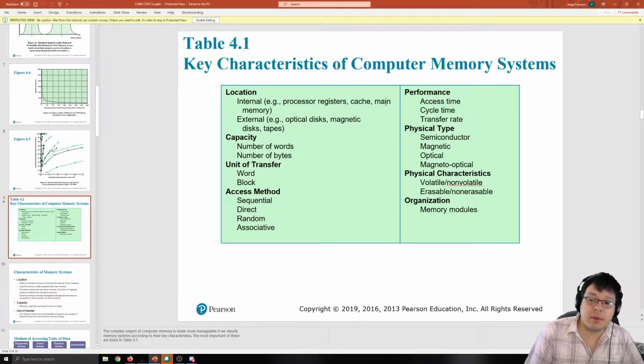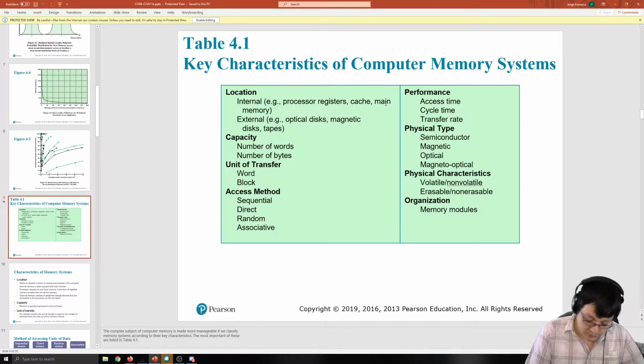The other thing that we can look at to characterize what kind of memory we're dealing with is the capacity. So how much space can we use? Is this memory that is 1 terabyte of memory? Is it 1 gigabyte of memory? Is it 1 megabyte of memory, and so on? So the number of bytes can come in very useful. Also the number of words.